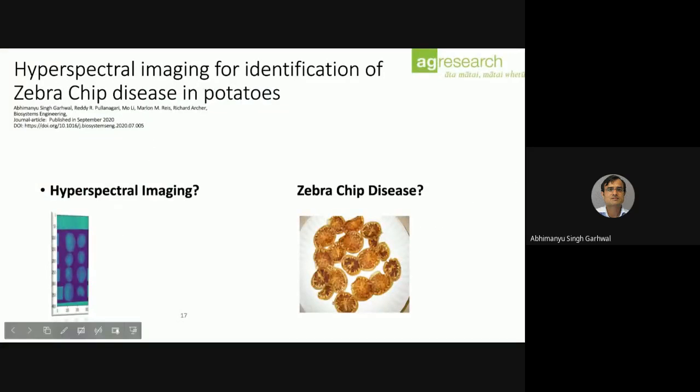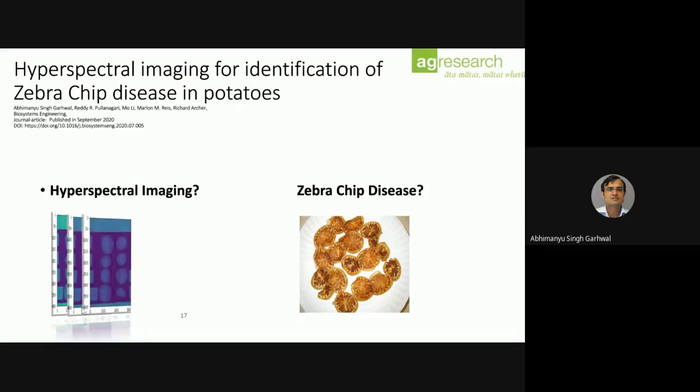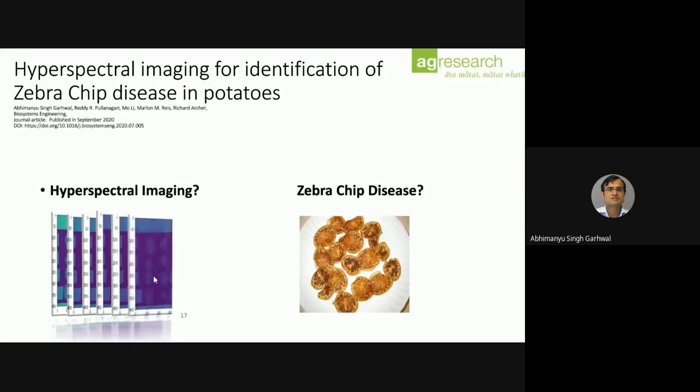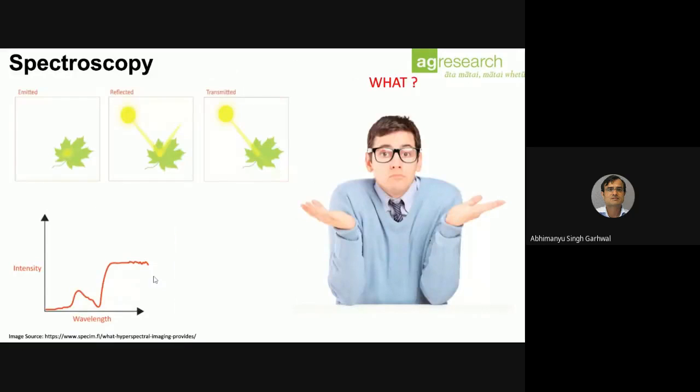We captured potato images at different wavelengths, 235 different wavelengths. That means we captured 235 two-dimensional images of the potato. To understand this, we have to understand what spectroscopy is.